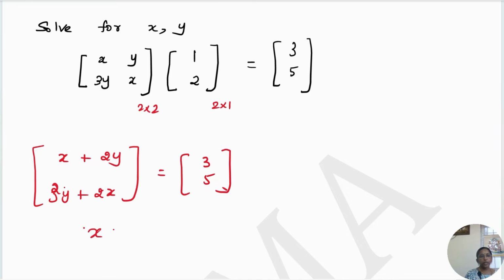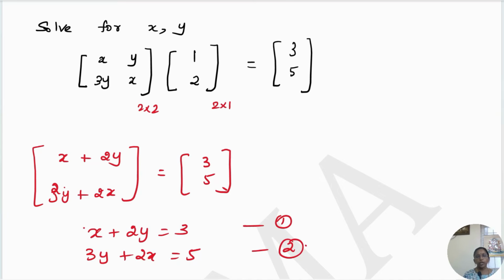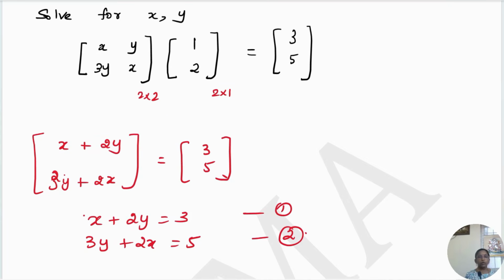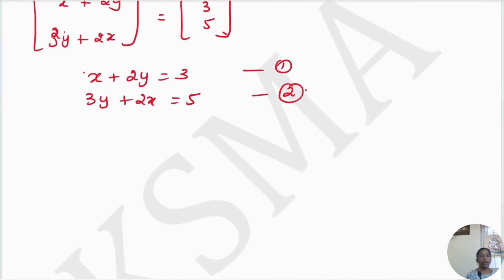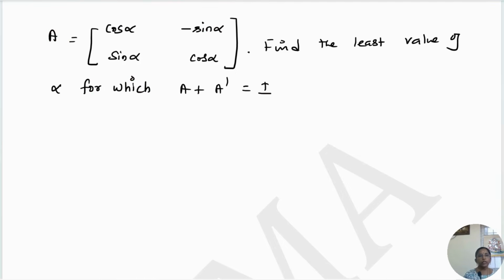So you can use the equality of matrices concept. So 3y plus 2x is equal to 5, and solve the linear equations. These two linear equations, so that you will get your data for x and y. So y value is 1 and x value is also 1 if you solve either by substitution method or by elimination method. Our answer will be x is equal to 1 and y is equal to 1. Look at this question.